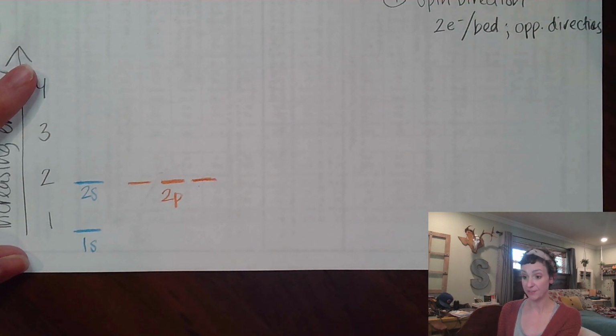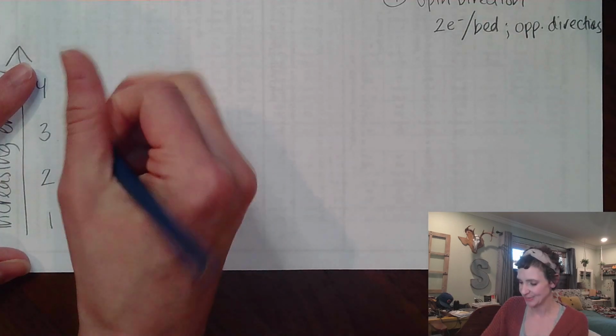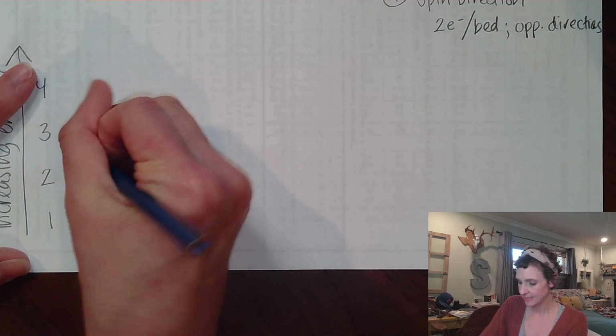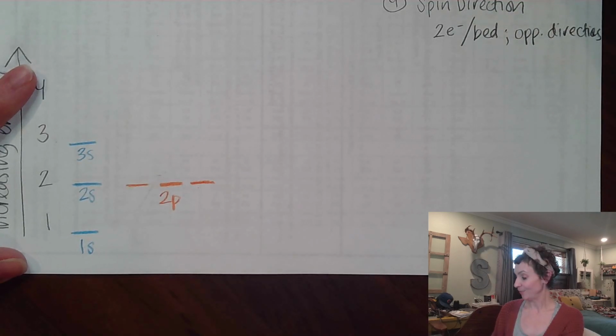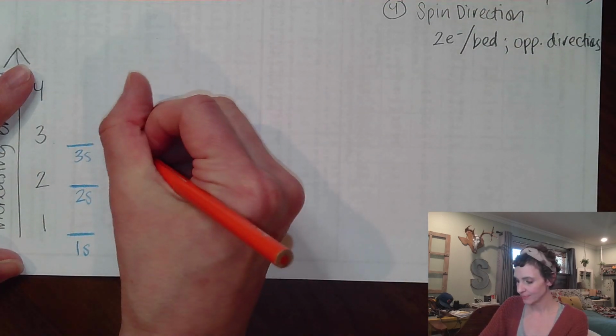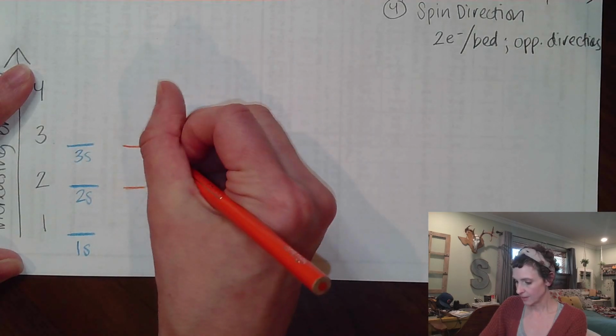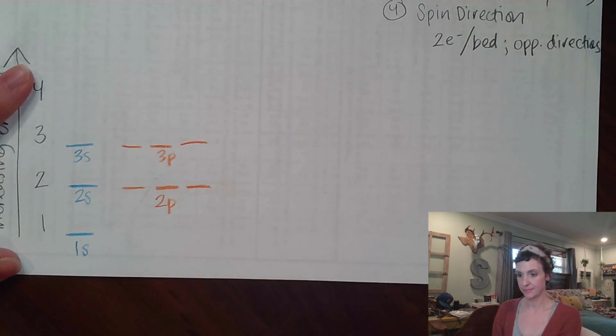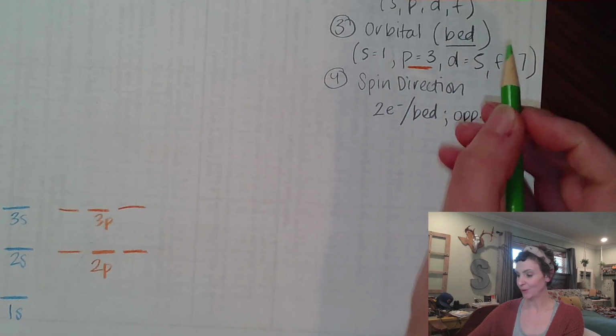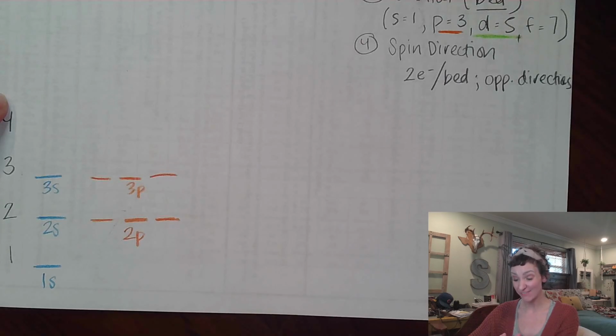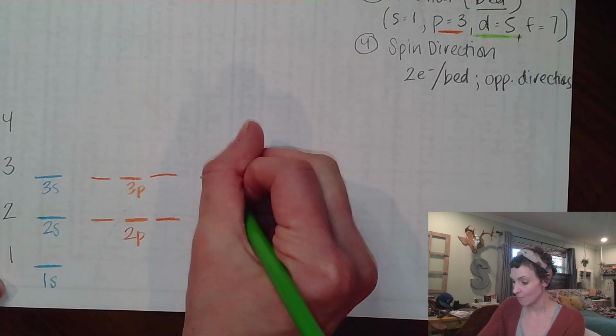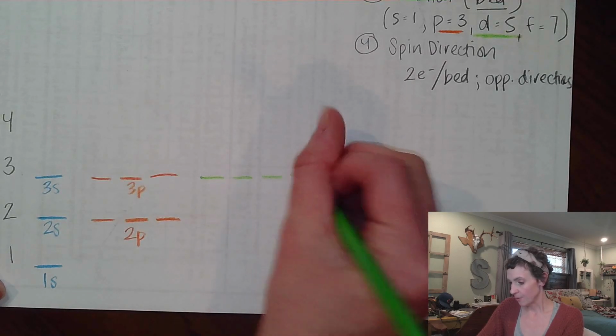I'm moving up to the third floor. Third floor also has an S room, 3S. Third floor also has a P room. We're going to call him 3P. The third floor has another room. The third floor has a D room, and a D room has 5 beds in it. So we're going to draw 1, 2, 3, 4, 5.